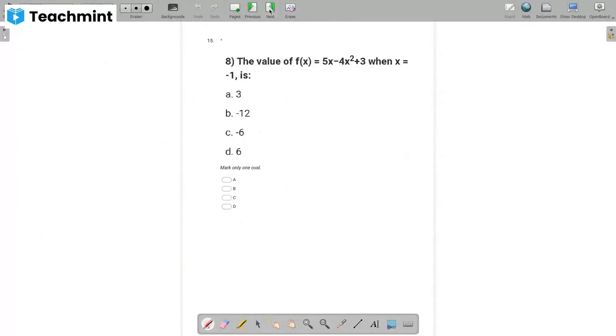Now the next question: the value of f of x when x equals -1. This is very simple. We have to find this value by putting x equals -1 here.